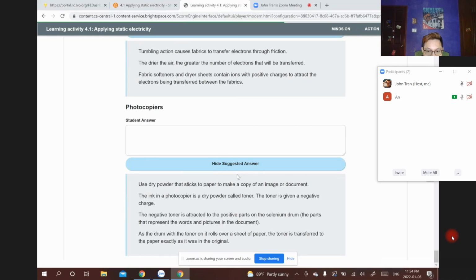Selenium drum parts represent the words and pictures in the document. There's a drum, and toner is rolled over the sheet of paper. Toner is transferred to the paper exactly as it was in the original. But it depends a lot on the quality of the ink, of course. But it's supposed to transfer exactly as in the original. Because sometimes when you print them out, the quality is not that great. It's not exactly the same, right?